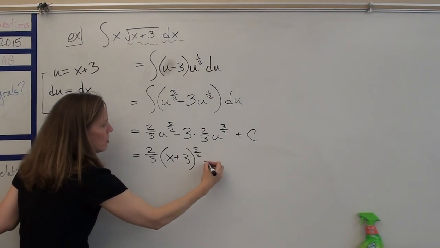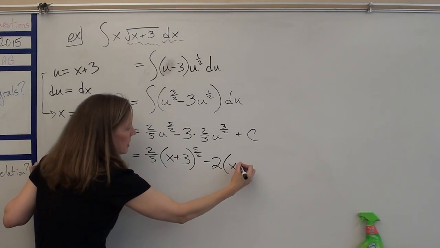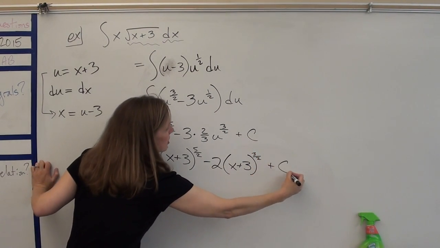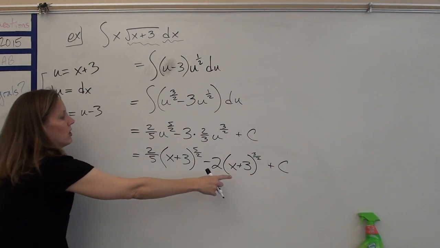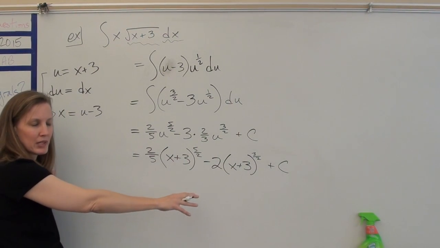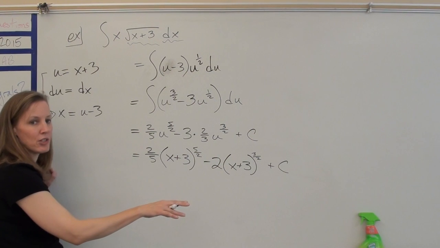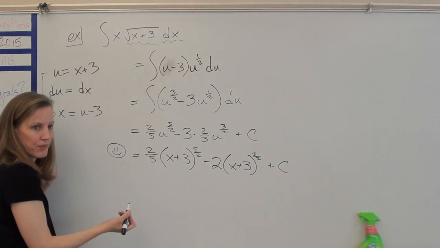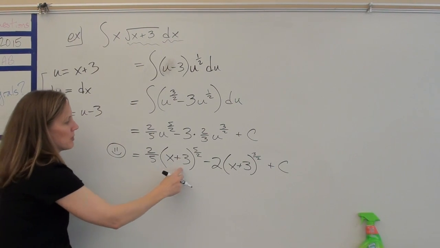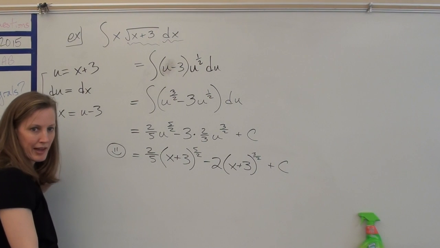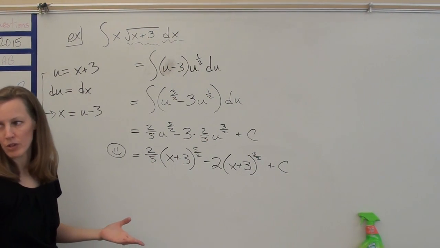I need to warn you that your book on these problems, if you look at the answer key, they're going to pull a GCF out of every term and then clean up what's left. You don't have to do that. You can leave it just like this. This, to me, is a happy answer. They're going to pull an x plus 3 to the 3/2 out of both terms and then write out what's left. Just warning you when you check.